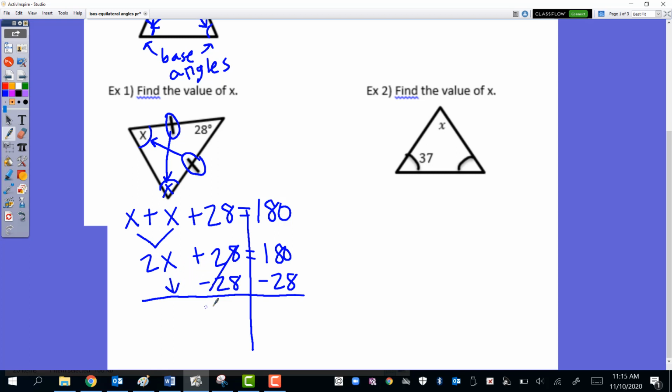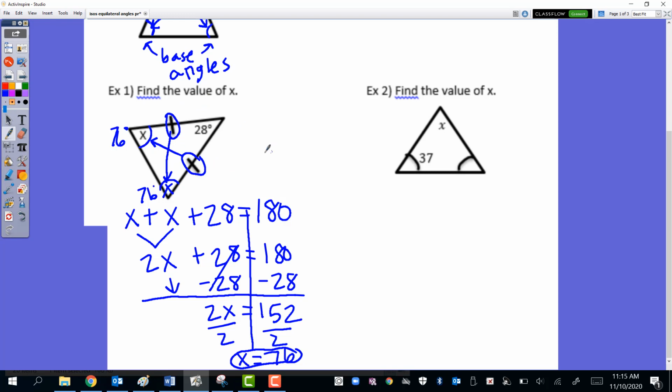2x comes down, 28 cancels out, so we got 2x equals 180 minus 28 is 152, divided by 2. I'm going to need my calculator for that because I don't know what that is off the top of my head. Here we go. 152 divided by 2 is 76. So that means both of those angles right there are 76, and all I had to do was solve for x. I didn't have to plug it back in. So this was 76 degrees, this was 76 degrees. Okay, so that's how you do number 1.